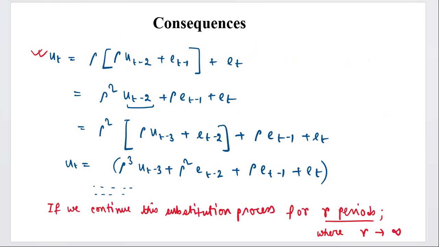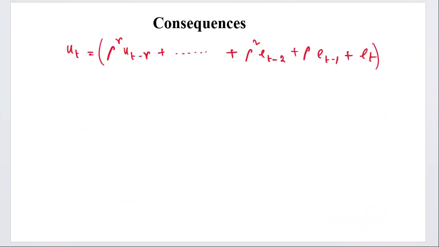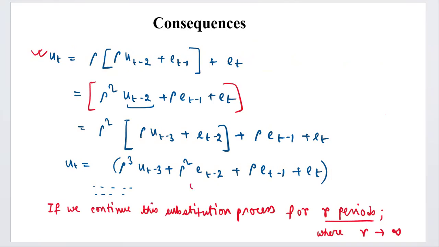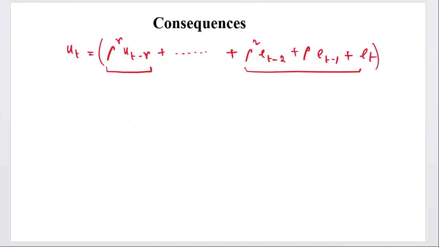See here, when you are doing the second iteration, the first term is rho squared u_{t-2}. So if you are doing it r times, it will be rho to the power r u_{t-r}, and there will be many more terms in the middle, and the final terms will be the same as this, right? These terms will always be there. So this is the general structure of u_t when r tends to infinity.